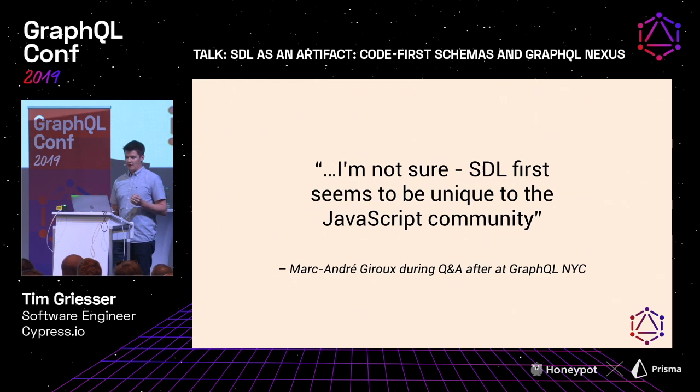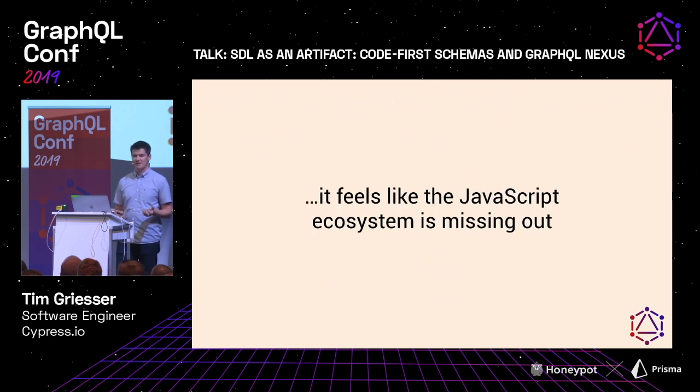So there was a GraphQL meetup in New York City that I attended where Mark, who will be speaking later from GitHub, was asked a question by someone in the audience about how they manage the schema internally. It was a question about SDL, and he said, I'm not really sure, because SDL first seems very unique to the JavaScript community. And that's when it clicked with me. It felt like we're really missing out on something.